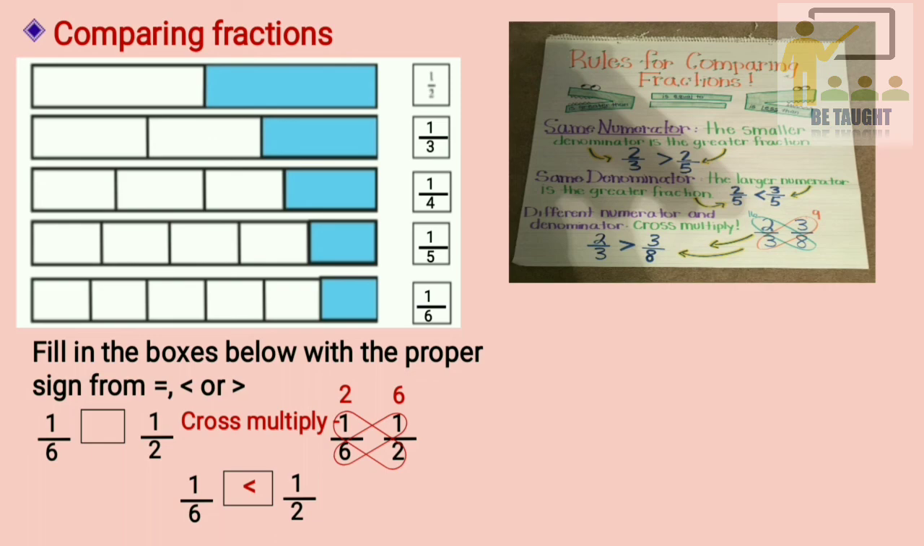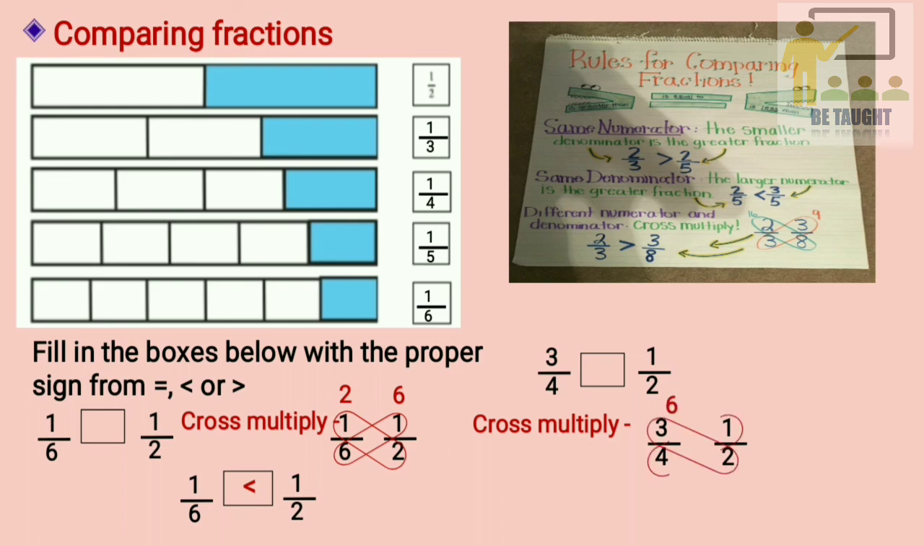We will see one more example. 3 upon 4 and 1 upon 2. Similarly, here also we do the cross multiplication. We cross multiply the fractions 3 upon 4 and 1 upon 2. So 3 2s is 6 and 4 1s is 4. Now here from 6 and 4, 6 is greater than 4. So the fraction which is written below 6, that is 3 upon 4, will be greater than the fraction 1 upon 2. So the sign will come this way.